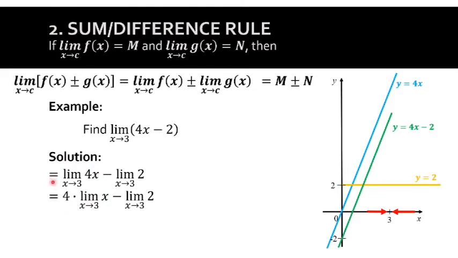So we know that the first limit has a constant multiple 4, and we have the identity function, the limit of x as x approaches 3, minus the limit of 2, which is a constant function. Since the limit of x as x approaches 3 is 3 and the limit of 2 is equal to 2, we have the limit of 4x as x approaches 3 is 12 and the limit of 2 as x approaches 3 is 2. So 12 minus 2 is equal to 10, and that is the limit of the original function 4x minus 2 as x approaches 3.